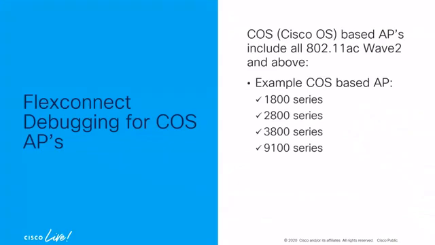So debugging for FlexConnect. We're going to concentrate on COS APs. In the PDF, there's actually some for your reference that talk about debugging on IOS APs. But for now, we're going to concentrate on COS. What is COS? COS is really Cisco OS. It's a Linux-based operating system that runs on all 802.11ac Wave 2 APs and above.